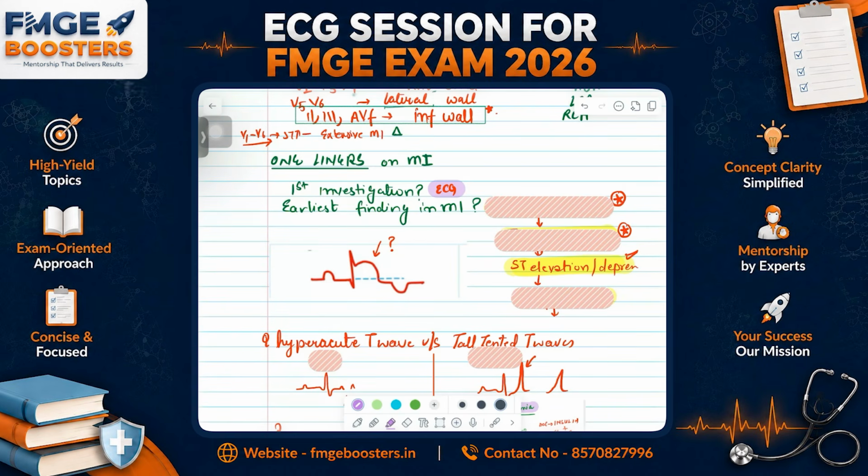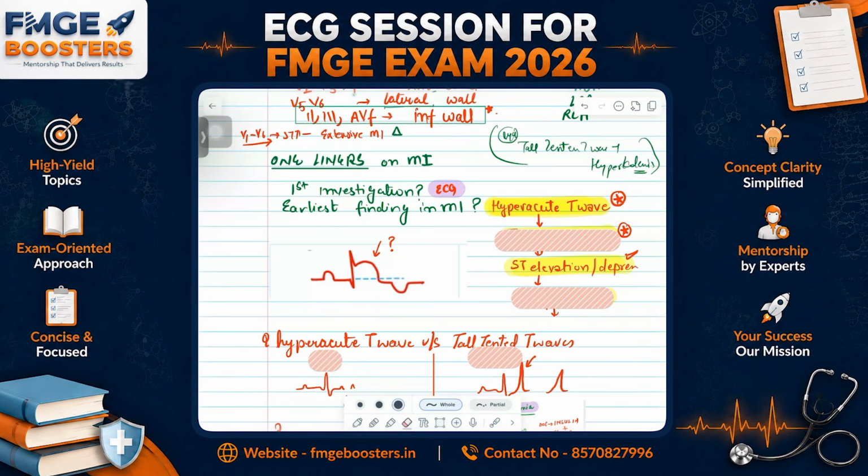What is the earliest finding of myocardial infarction on the ECG, guys? It is hyperacute T waves. It is hyperacute T wave. Whereas tall tented T wave, guys, let's all answer. Tall tented T waves, like a tent, tall tented T wave, hyperkalemia. It will be seen in hyperkalemia. Okay? Do not confuse tall tented T waves with hyperacute T waves.